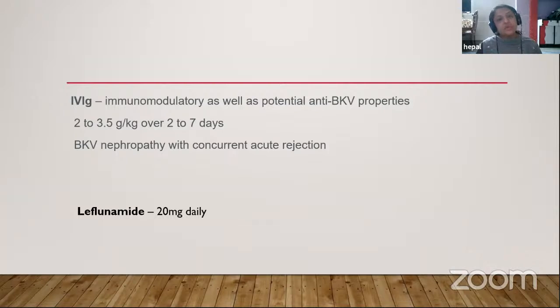IVIG. It is immunomodulatory as well as has potential anti-BKV properties. IVIG will be ideal when BKV is coexistent with rejection. It is there, so it helps both. 2 to 3.5 gram per kg over 2 to 7 days is the recommended dose.